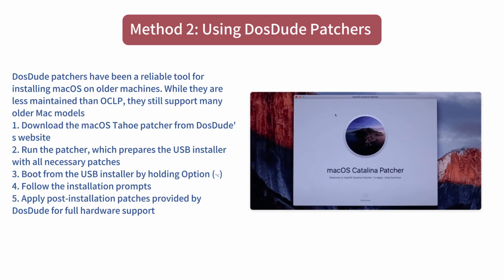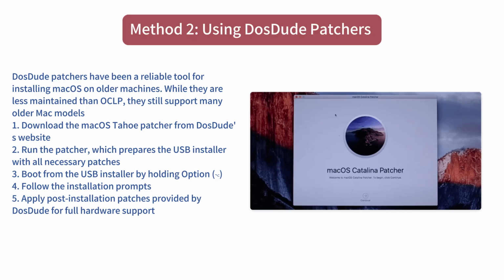DOSDude patchers have been a reliable tool for installing macOS on older machines. While they are less maintained than OCLP, they still support many older Mac models. 1. Download the macOS Tahoe patcher from DOSDude's website. 2. Run the patcher, which prepares the USB installer with all necessary patches.